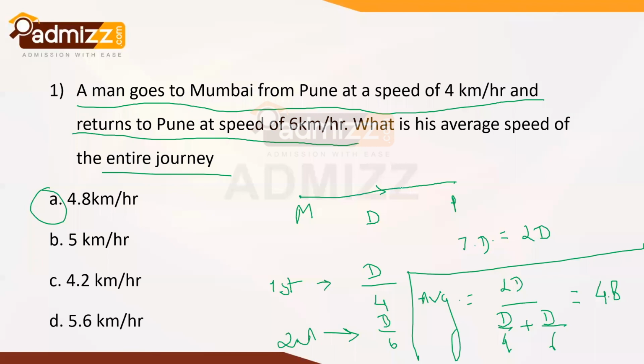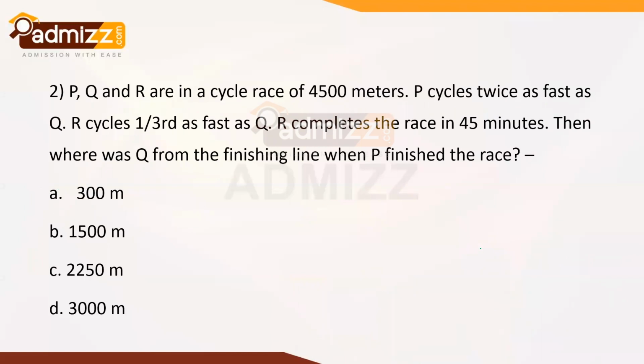All right, cool. So this is quite an easy problem. You will have to remember the formula for average speed, which is really simple, the same as that of speed: distance by time, but total distance by total time. So with that said, let's move on to question number 2.